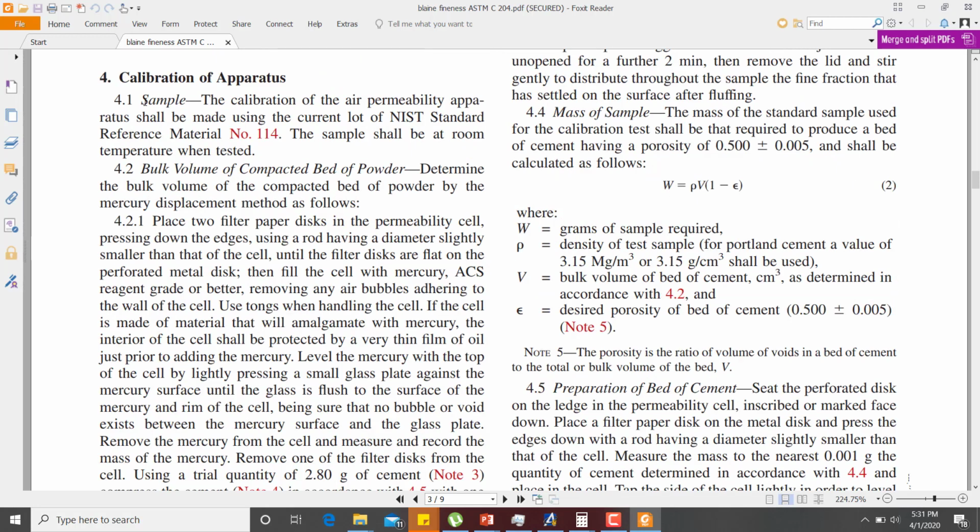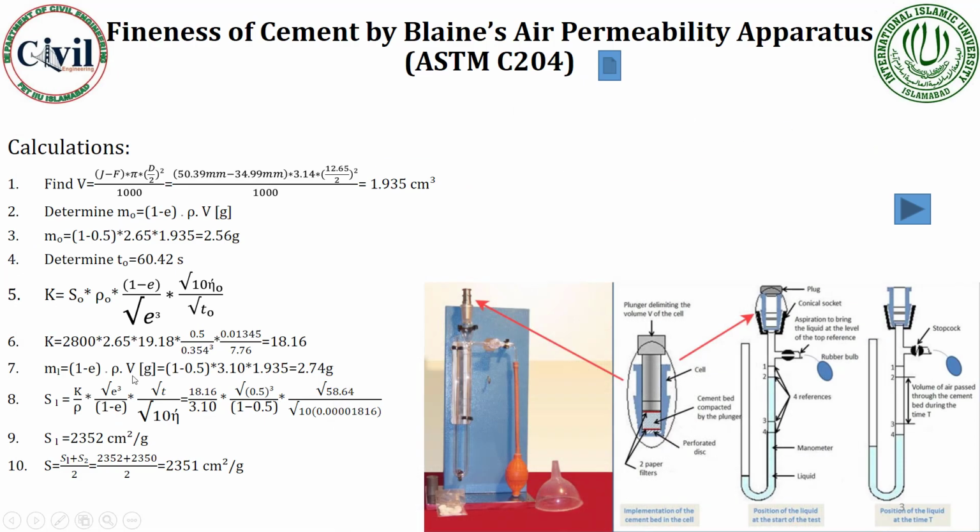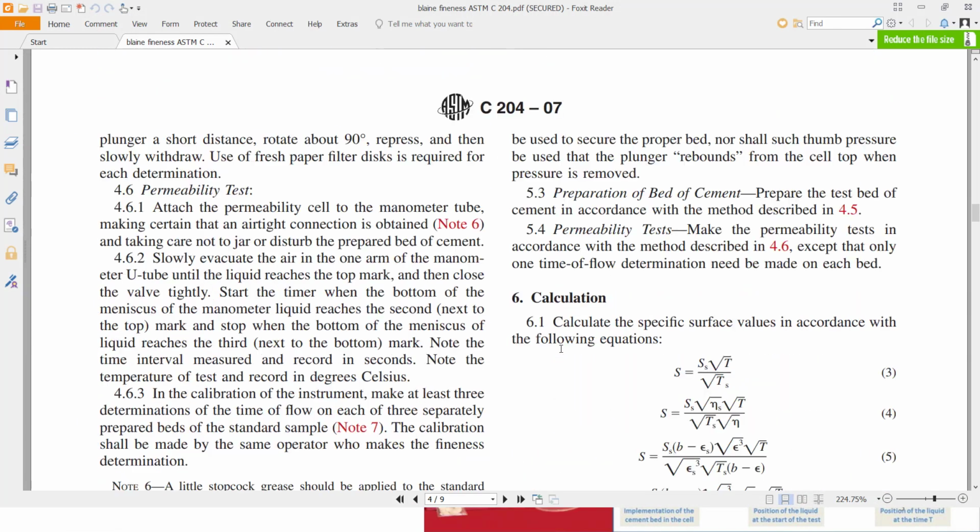This is basically the calibration. The whole process is used for calibration that we have mentioned over here. This is the calibration step till step 5. After the calibration, you will get the K value, which is the apparatus constant. Using the K value, you will calculate the specific area of cement.